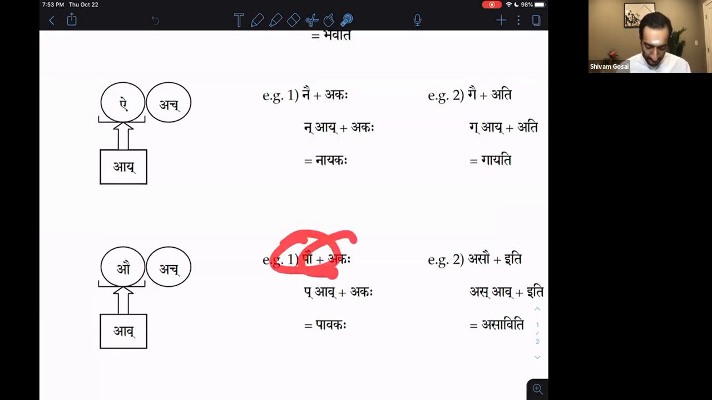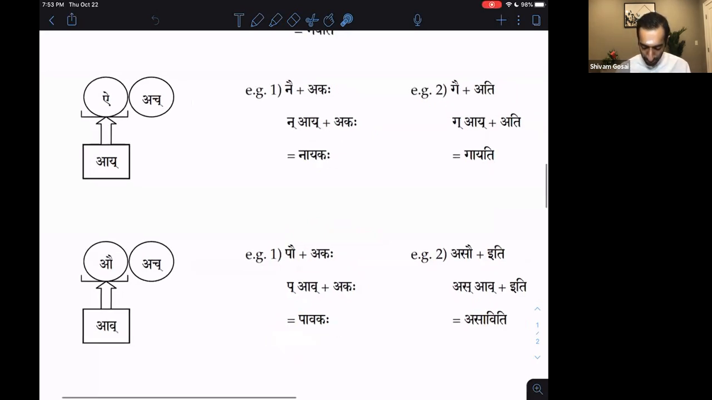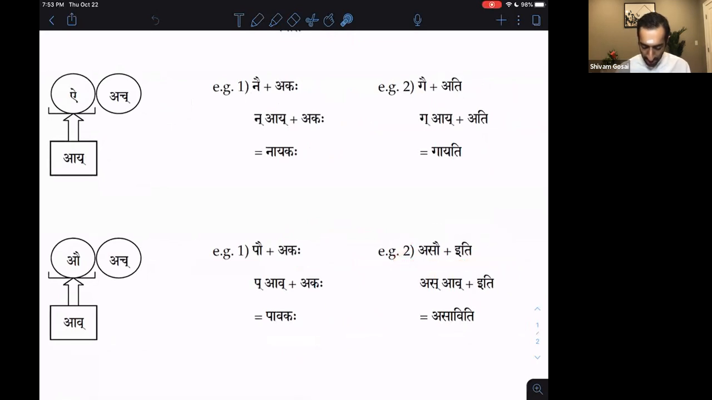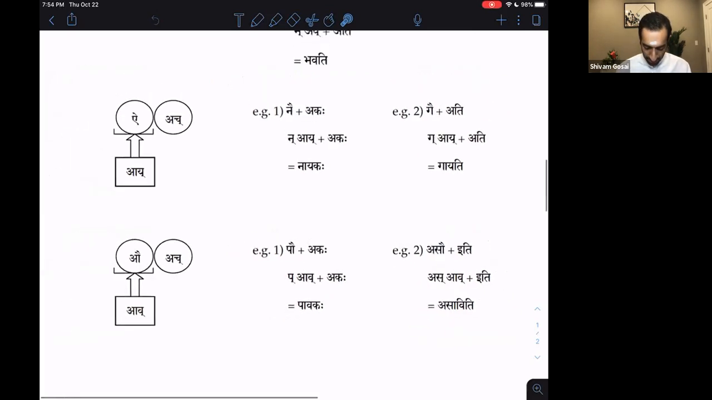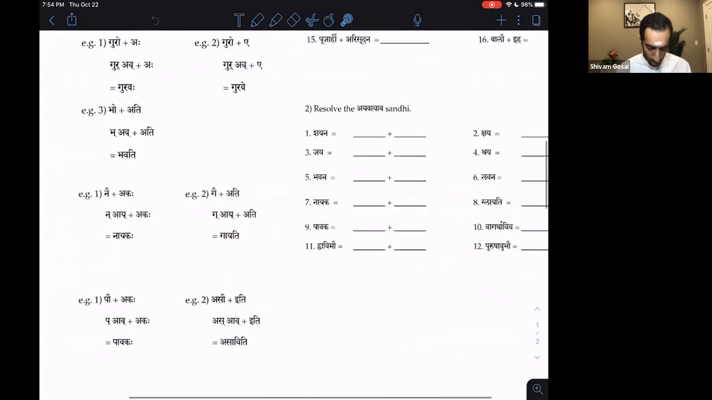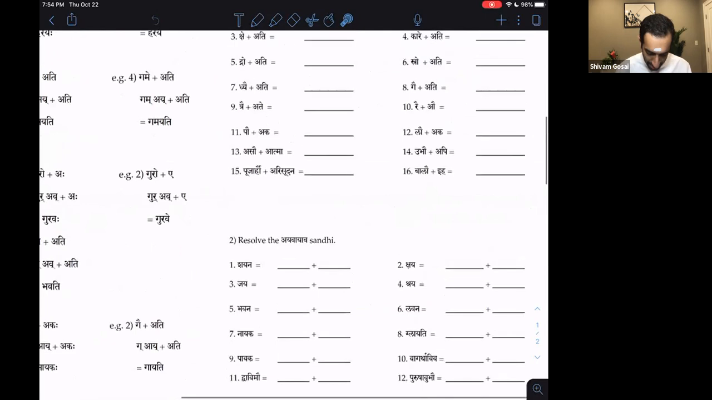So bo plus aka, O gets replaced by av, bhavakaha. So a purifier is called bhavakaha. Aso plus iti, O gets replaced by av, asaviti. Yeah, that's correct. All right, so we've seen all four. Now let's do the rest of our exercises here.